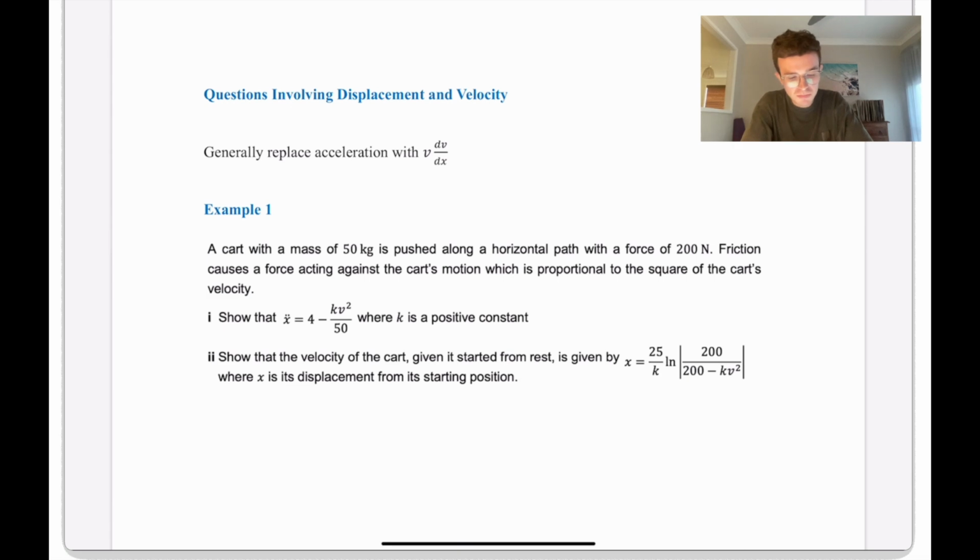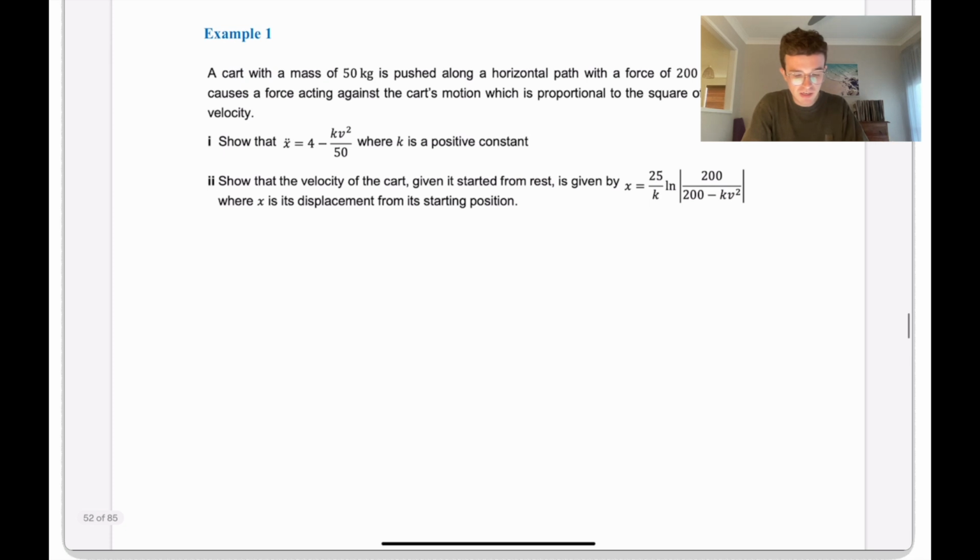Okay. So questions involving displacement and velocity. In this lesson, I should have mentioned we're looking at horizontal resisted motion. So we've got a car of mass 50 kilos being pushed along a horizontal path with force 200 newtons. We're going to start our force equation. So mx double dot, which is F equals ma, is 200 newtons force in the positive direction, but a frictional force is acting against the car's motion, which is proportional to the square of the car's velocity. So minus kv squared.